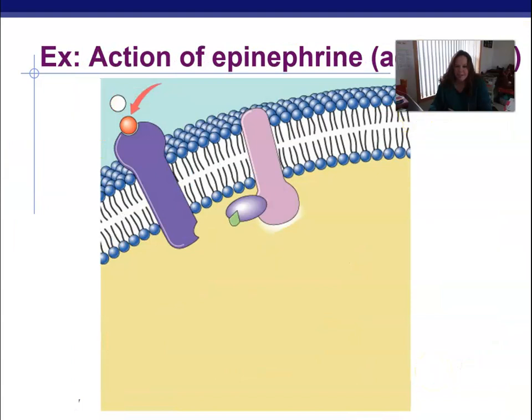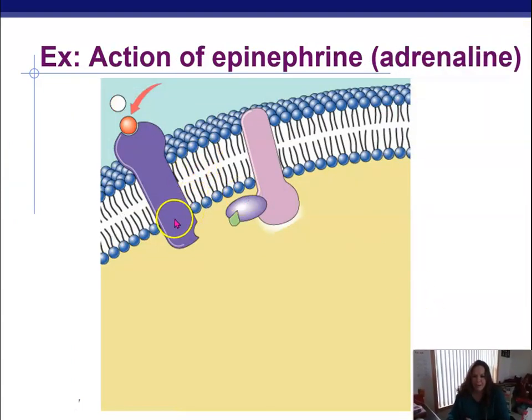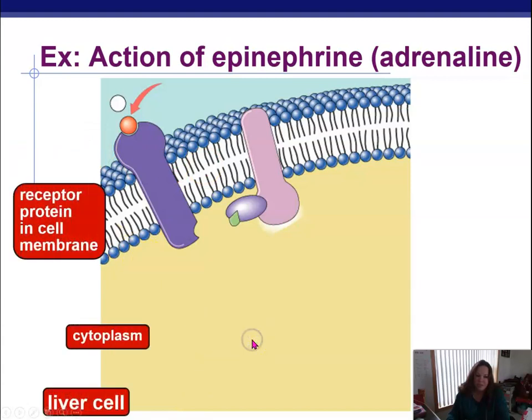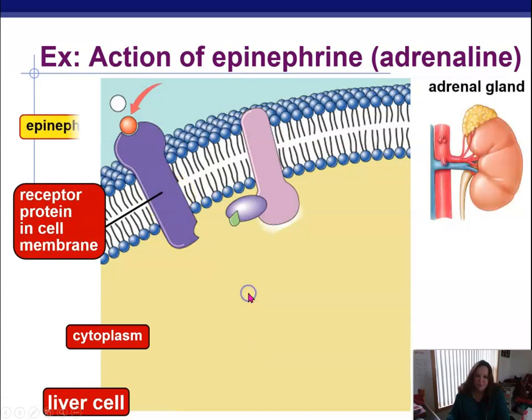All right, so let's look at the same picture, but this time we're going to name the things that we're talking about here. So epinephrine, which is also called adrenaline, released by the adrenal glands, that's going to be our protein hormone. This is actually a liver cell with its cytoplasm and the protein receptor. There's where the adrenal glands are on top of the kidneys. So step one, epinephrine or adrenaline binds with its receptor.